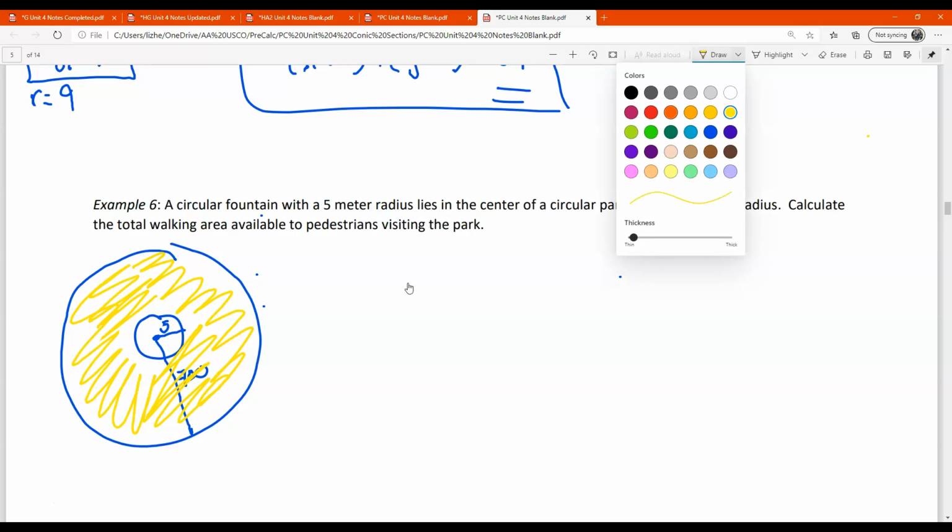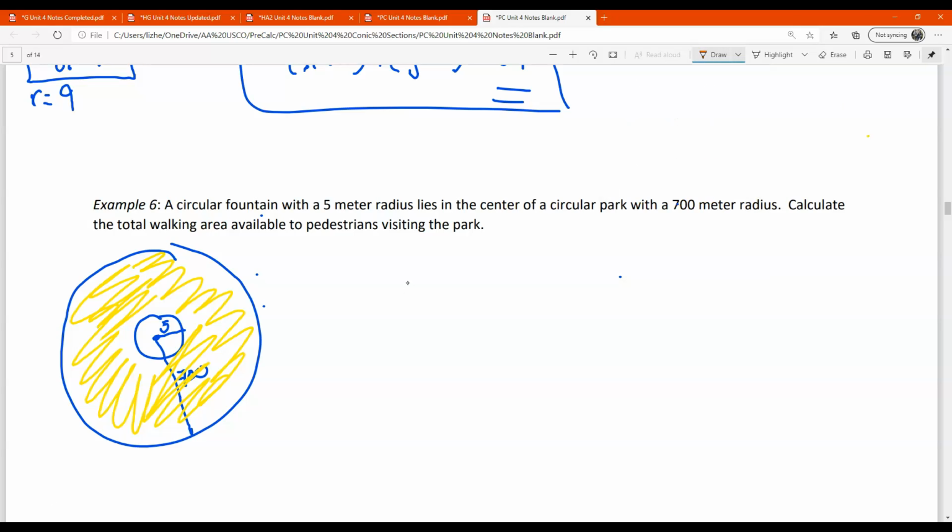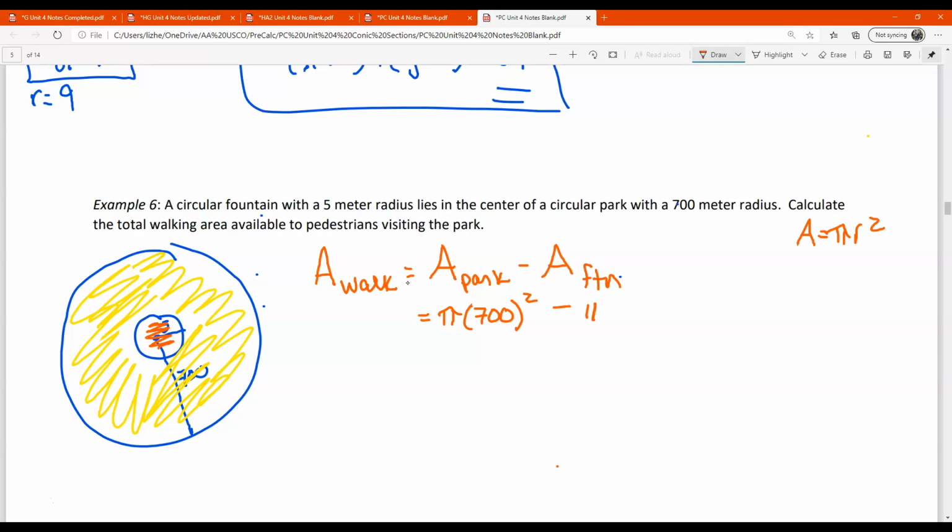Okay, so to find the area of the walking area, we'll say the area of the walk is going to be the area of the park minus the area of the fountain. This is the fountain. The whole park is the big thing. And so let's find that. The park, we've already said area is pi r squared. So for the park, we have pi times the radius, 700 squared. And the area of the fountain will be pi times, what was it, 5 squared.